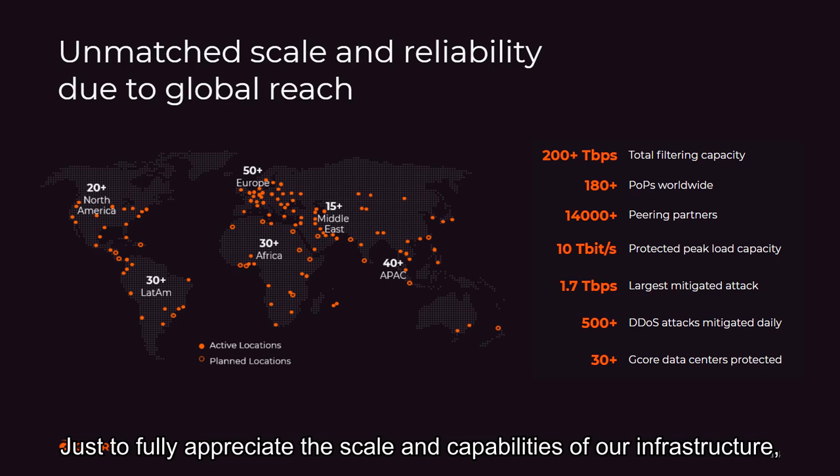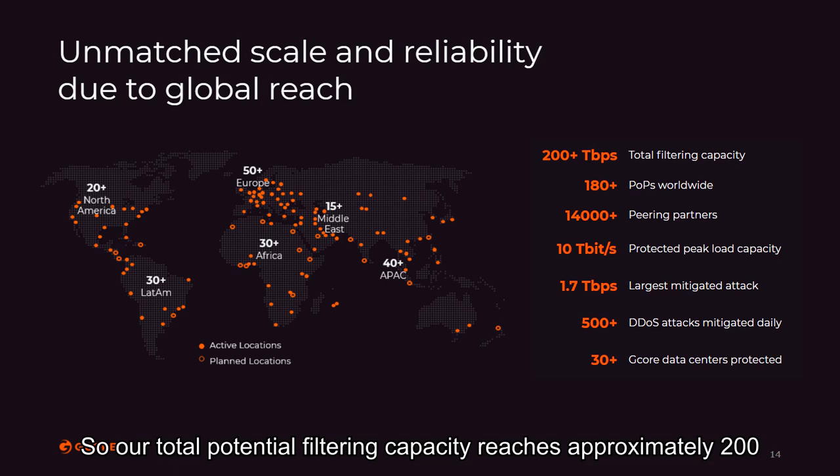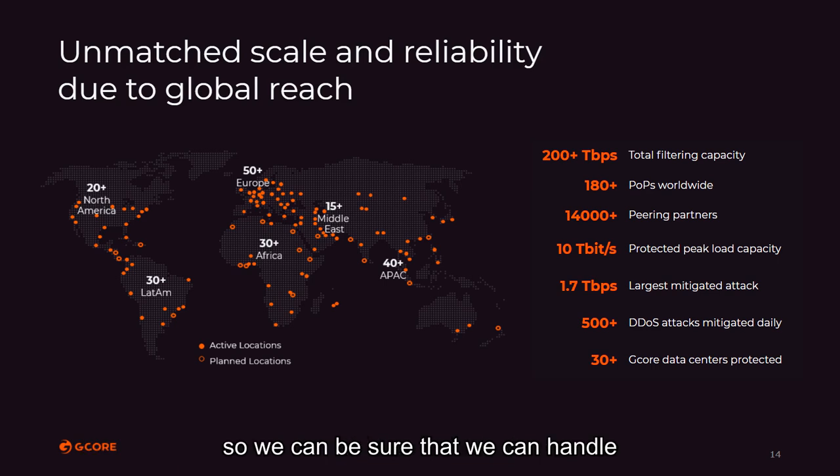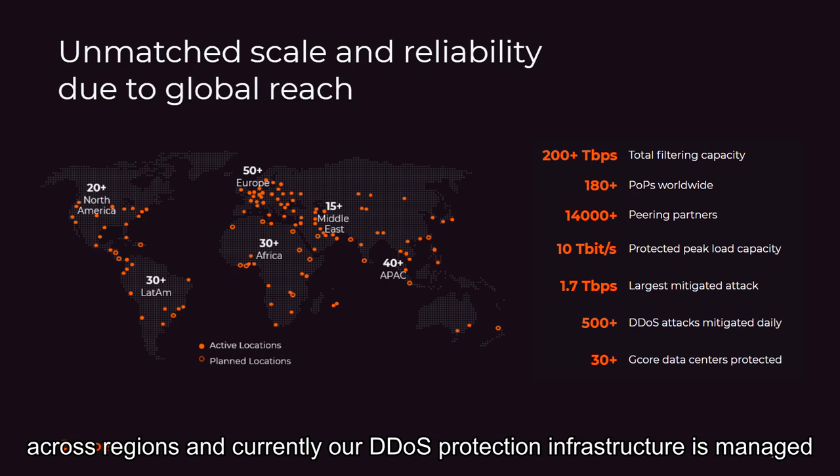To fully appreciate the scale and capabilities of our infrastructure, let me share the following impressive numbers. Our total potential filtering capacity reaches approximately 200 terabits per second. So we can be sure that we can handle even the most intensive DDoS attacks. We operate around 180 points of presence globally, supported by about 14,000 peering partners, which guarantees optimal network performance and low latency connectivity across regions.